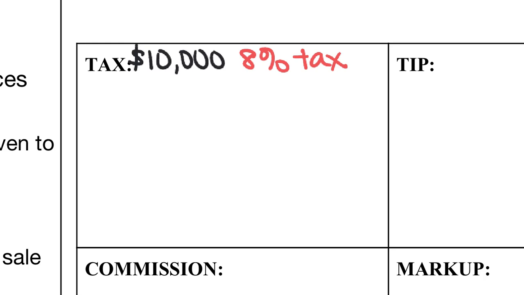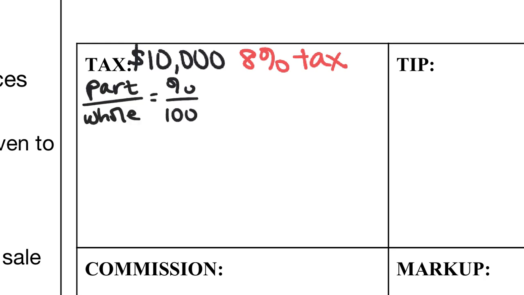The first method is going to be our is of percent 100. And remember, that's part and whole percent 100. So our $10,000, that's the whole amount. And our 8%, let me change color here, I'll change it to red. Our 8 is going to go with the percent, and then the 100 always stays 100. And I'm trying to figure out what part 8% is of 10,000.